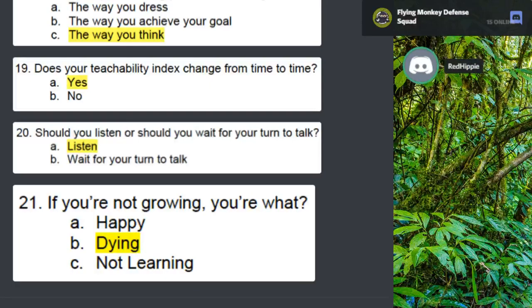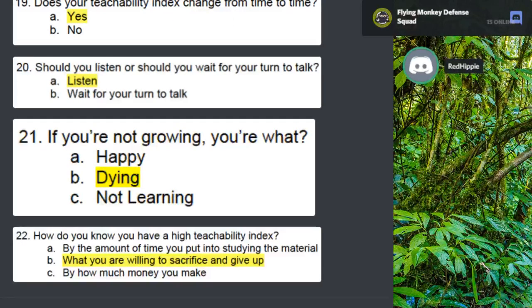How do you know you have a high teachability index? I don't know what phrase they're looking for. What do you think the answer is? Go ahead, gamer. Willingness to invest time or interest or resources. I would give you points for that for sure. The technical answer is what are you willing to sacrifice and give up?